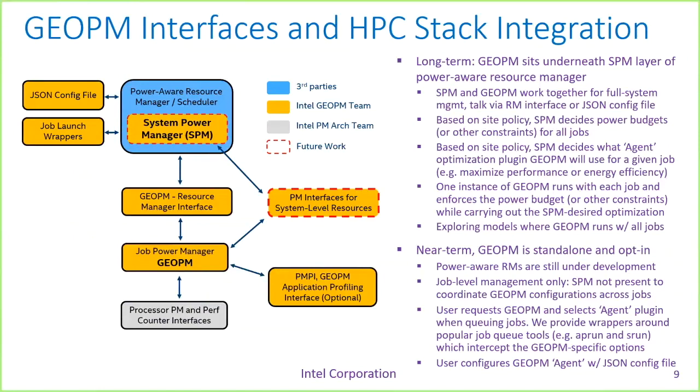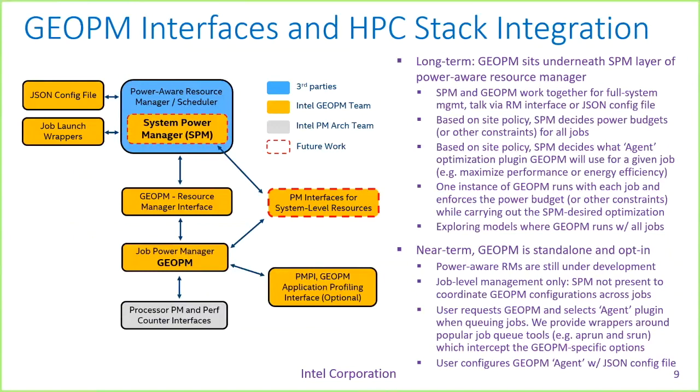Based on site policy, again, the SPM can decide what agent optimization plugin GEOPM will use for a given job. They can decide whether GEOPM should be trying to maximize performance within a power bound, or, forgetting about power bounds, should it be optimizing for energy efficiency at whatever power that implies. The SPM can select that. And then we'll have one instance of GEOPM running with each job, enforcing that power budget or the other constraints given to it by the SPM, and while doing that, carry out whatever optimization the SPM selected.